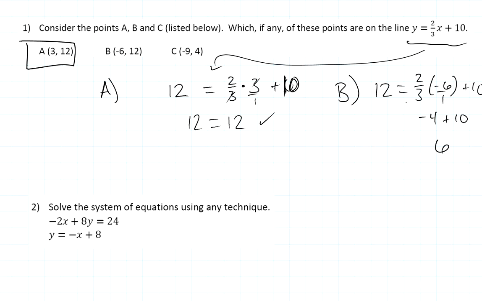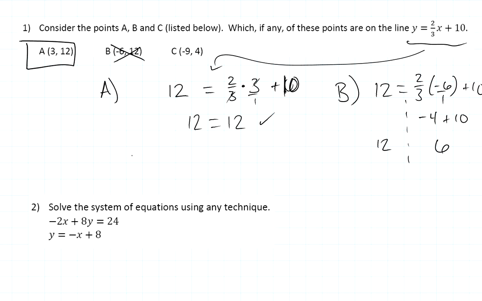And over on the left-hand side, we've got the value 12. Well, clearly 12 is not equal to 6, so point B is not on the line. I probably have just enough room here to go ahead and finish off with C. So this is not on the line. So let's look at C.